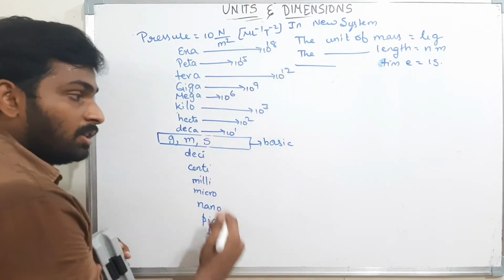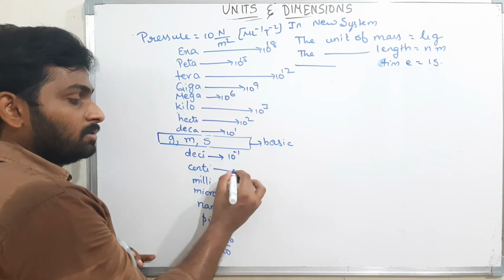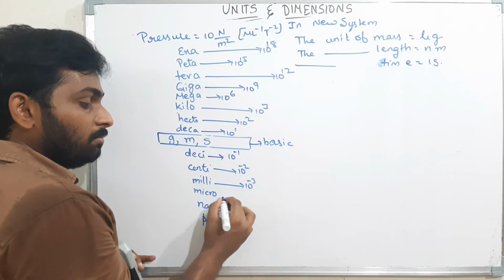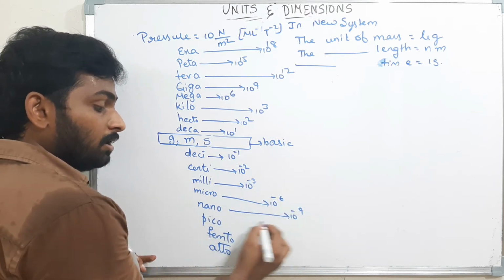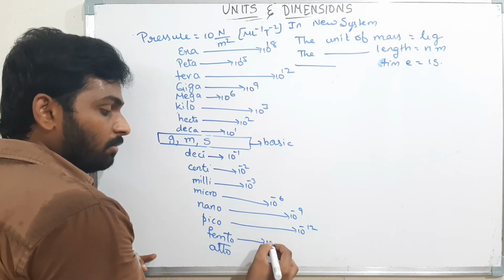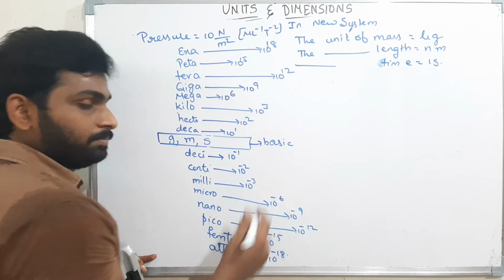Now, if you take the values less than the basic units, what are those? Deci, 10 power minus 1; centi, 10 power minus 2; milli, 10 power minus 3; micro, 10 power minus 6; nano, 10 power minus 9; pico, 10 power minus 12; femto, 10 power minus 15; and atto, 10 power minus 18.